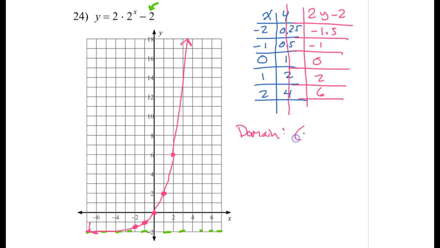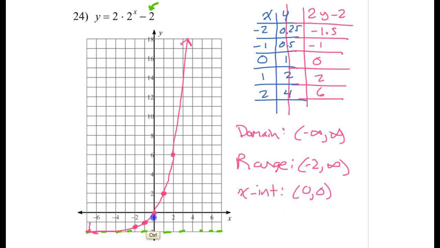All right, the domain is -infinity to +infinity. The range is going to be from -2 to infinity. The x-intercept is 0 comma 0. And it turned out to be relatively easy, so you can just see it right there. And that's also the y-intercept, also 0 comma 0. And then the asymptote is y equals -2.